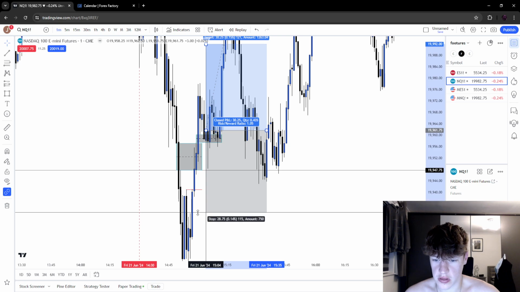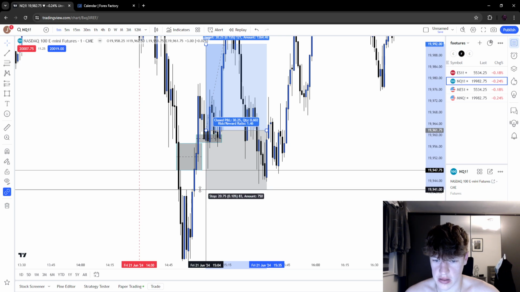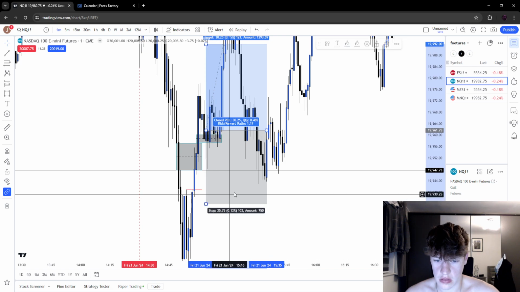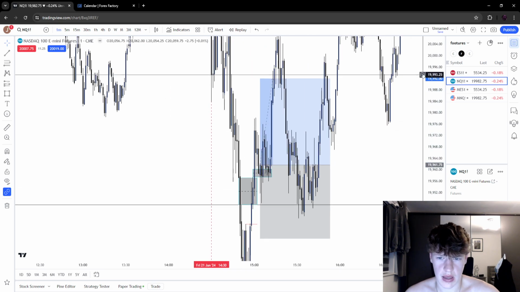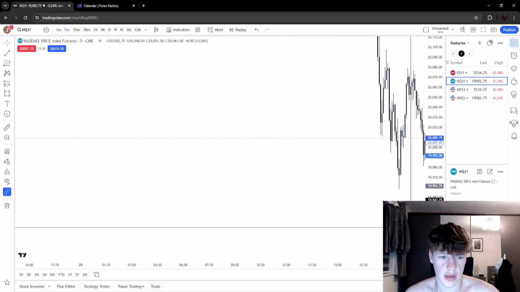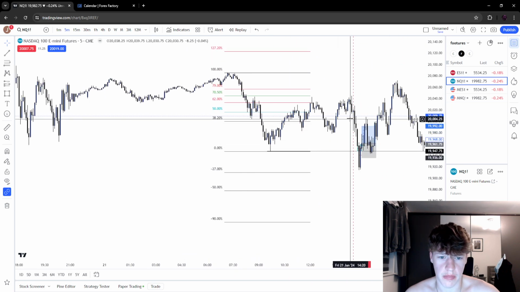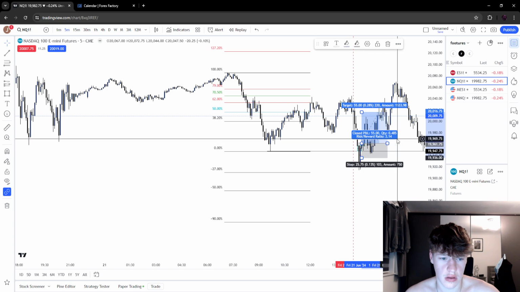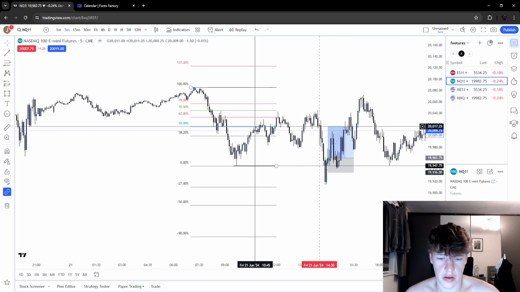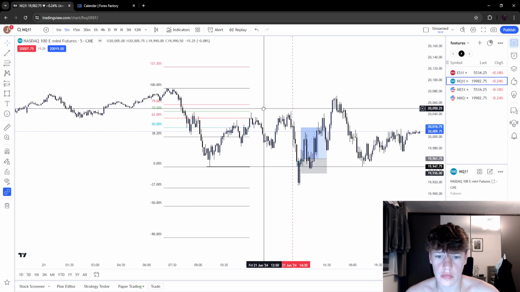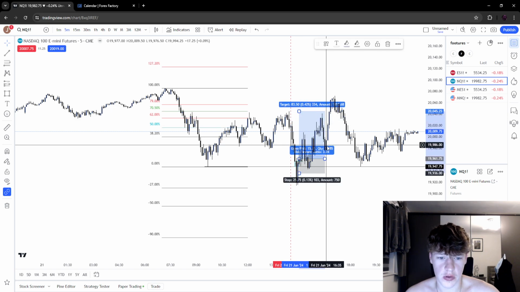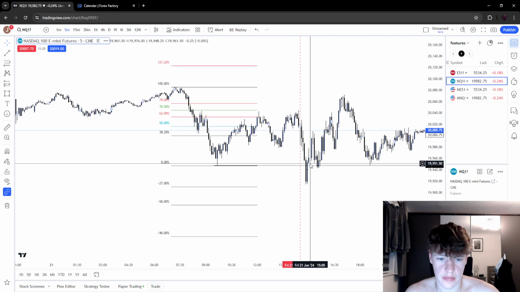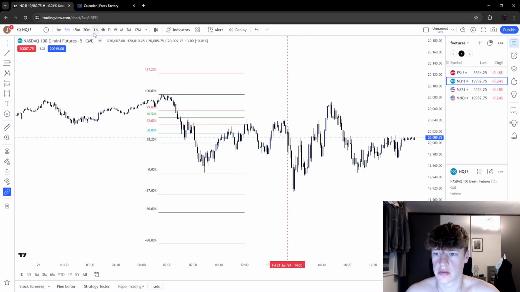Stops anywhere. I'll probably put it below this imbalance or below this imbalance. It really just depends. About there. And we're targeting that high time frame point of interest, remember. So we had this equilibrium of the range here. Boom. Maybe these levels as well. So that's our 1 minute trade.